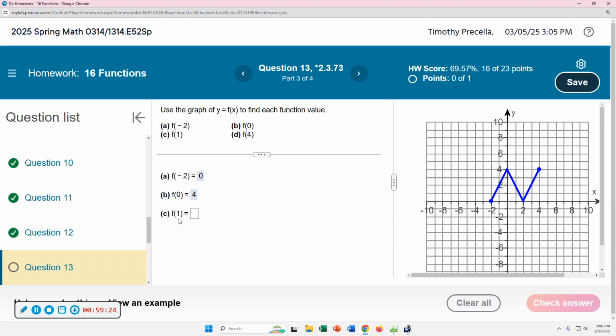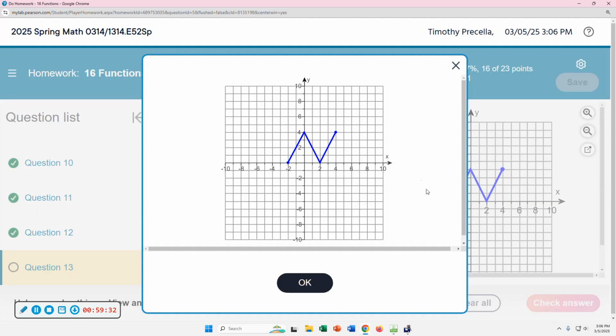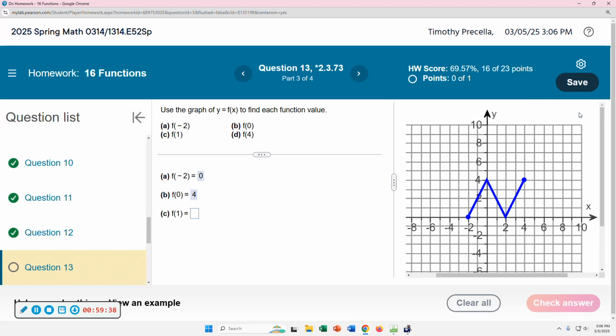What about f of 1? Can you blow it up any more? I think so. Hold on. I just meant click right there. Okay, when x is 1, can y'all tell me what the y value is there? 2. Two. Okay.